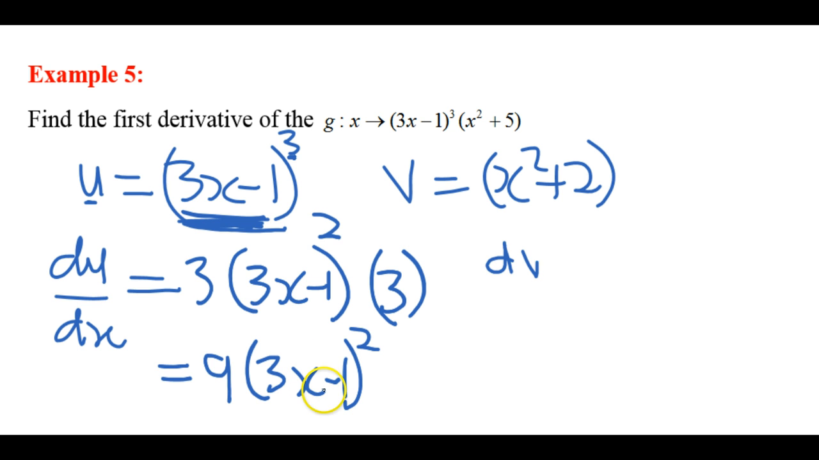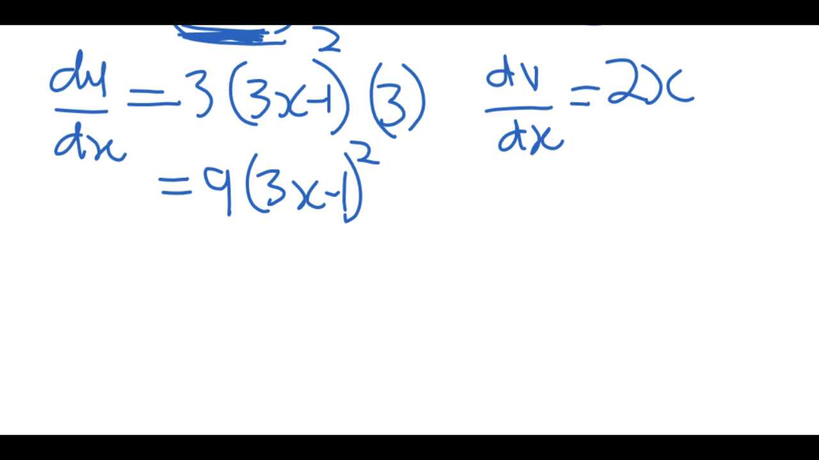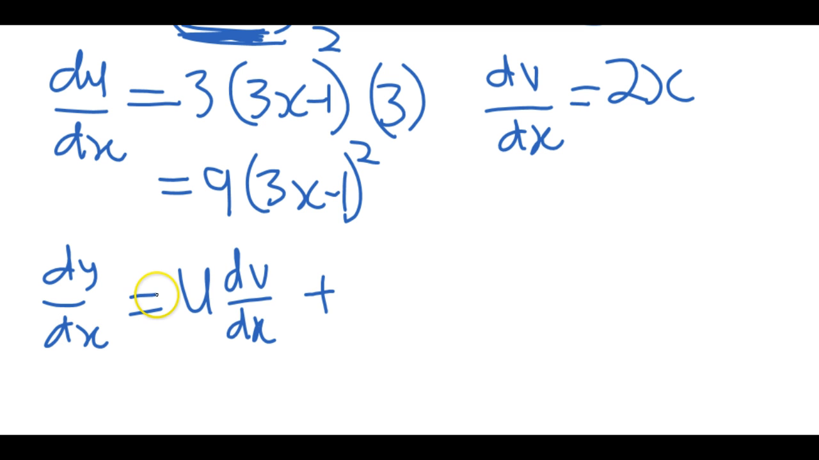Then for v, I can say dv/dx is equal to, straight away I can use the power rule here, 2x as the result. Right, so we are using the product rule because it's a product straight away, just that we are employing the chain rule alongside. So by the product rule, dy/dx is equal to u dv/dx plus v du/dx. I believe you remember this formula.